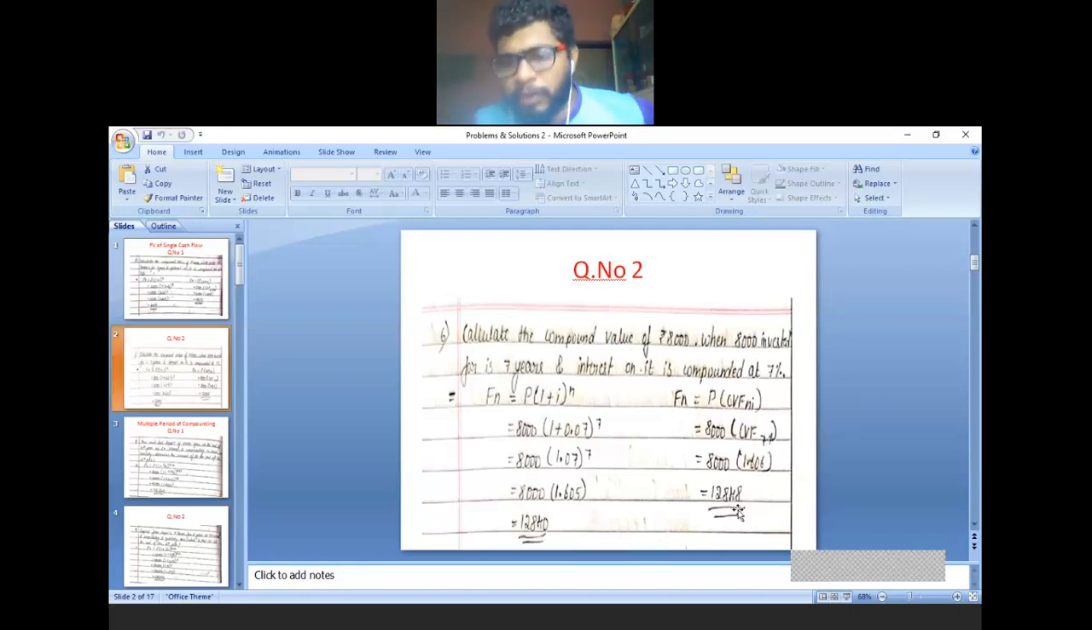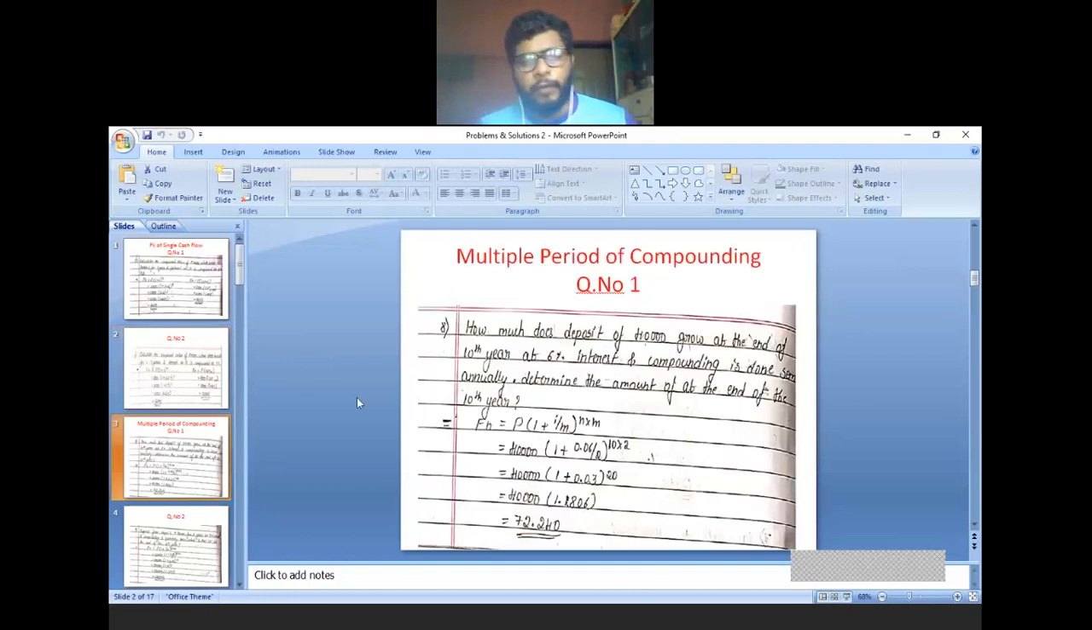So the answer is 12,848. You will get a slightly different answer because of fractions. That is not a problem. In the exam, always try to use both methods. Yeah, this is the case of future value of a single cash flow.